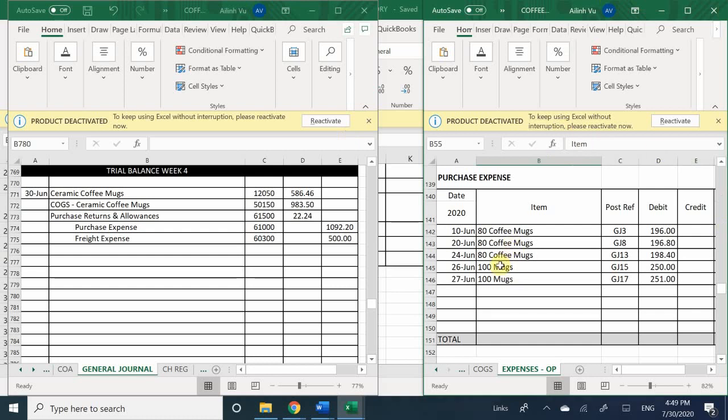Okay. And this is how we close out our books, right? We're going to make them all 0. So we're going to do purchase expense first? Top of the list. Yep. Purchase expense. Okay.